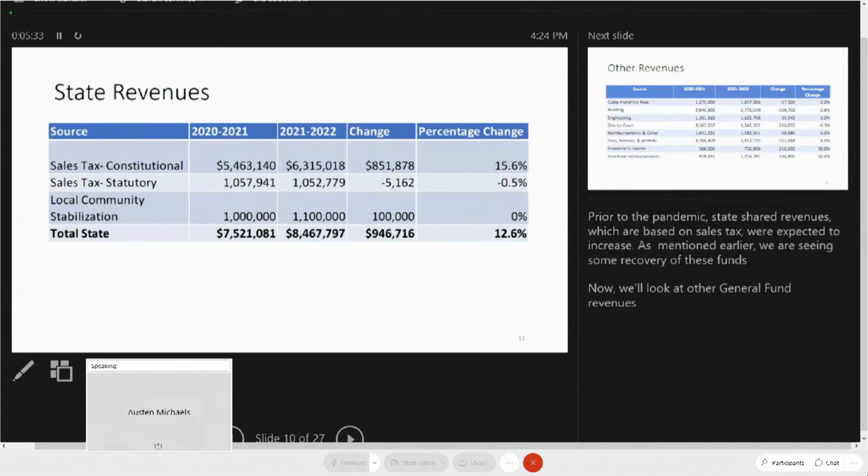Next, we'll look at the state of Michigan revenues coming into us. Again, in fiscal 21, the year we're currently in, we were expecting decreased revenues from the state. And in 22, we are seeing a bit of that recovery. So our state constitutional revenue has gone up by about 15.6% over the current year. And we've got a total increase of about 12.6% or just under $1 million.